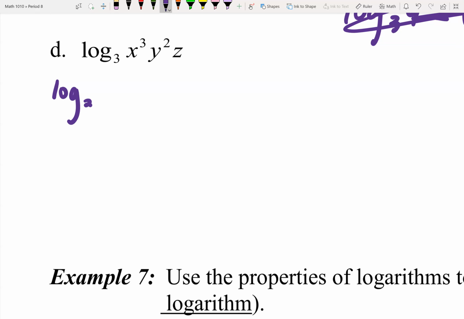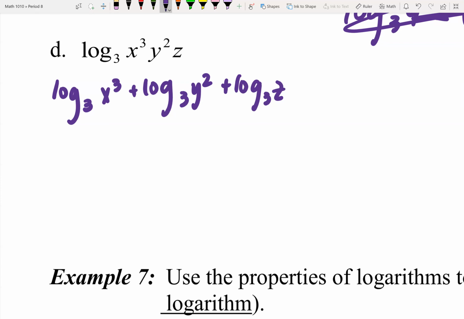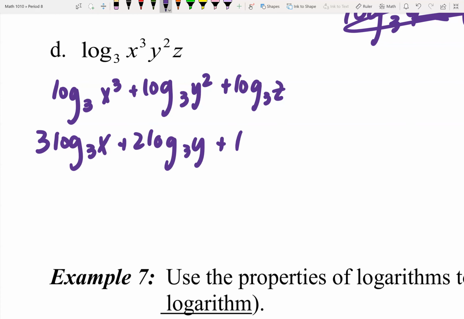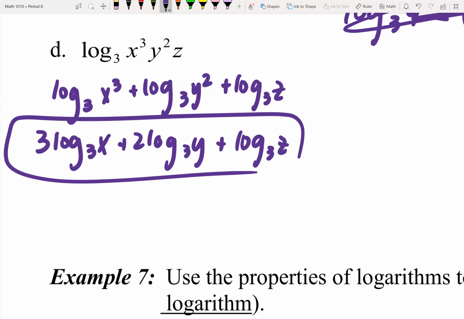So it's going to be log base 3 of x to the third plus log base 3 of y to the second plus log base 3 of z. We are not done. What do I have to do? Pull your exponents down. You guys are so awesome. So this is 3 log base 3 of x plus 2 log base 3 of y plus log base 3 of z, and now I'm done.